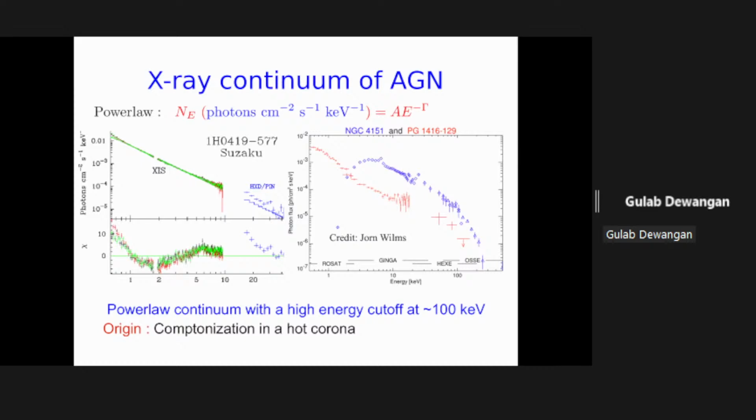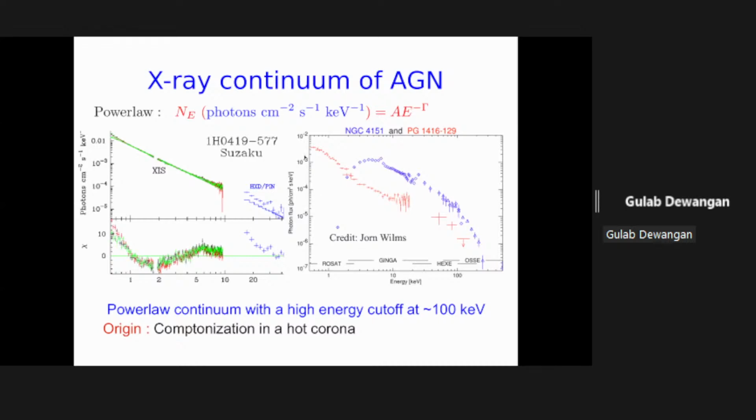And if you think of X-ray radiation, what does the X-ray spectrum look like? Here I'm showing some of the simplest X-ray spectra, so as to highlight the main spectral component. Let's focus on the right side panel, which shows the X-ray spectrum of two AGNs. One is PG1416-129, and another one is NGC4151. Let's look at the X-ray spectrum of PG1416-129 in red here. If you see the axes, this is the photon number flux, plotted as a function of energy, and both are in log scale.